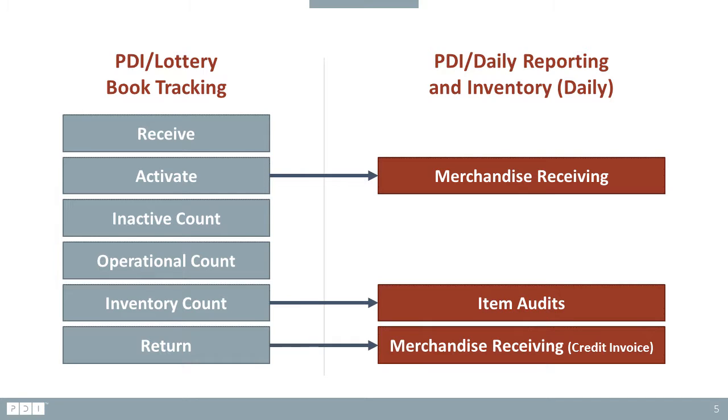And at that point, that's when we're going to create the invoice. Creating the invoice is going to get passed to daily reporting, and is then going to become part of your inventory. And so now we've got this book that's in our lottery tracking system at a book level, and increasing our inventory at the item level for that book sitting over in Enterprise.